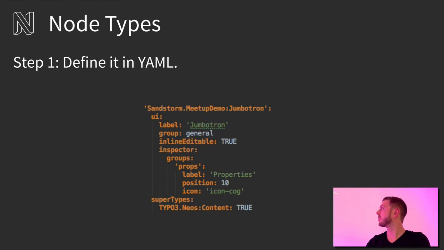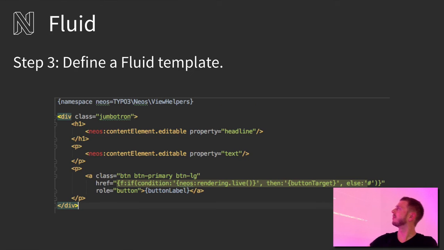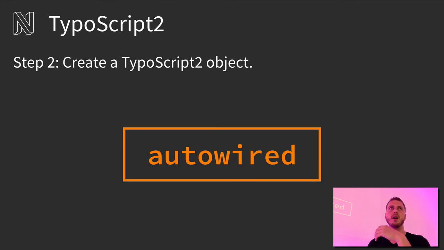Just to switch back to the presentation once again, we've seen YAML, and we've seen the Fluid template. And what's actually in between, and where a lot of the magic happens in Neos, is TypoScript. I didn't really need TypoScript right now because all I wanted to achieve is that the properties I define for the node type in YAML go to the template. And Neos does something called auto wiring, which basically takes all the properties a node has and exposes them to the template as the variables I can then use in Fluid.